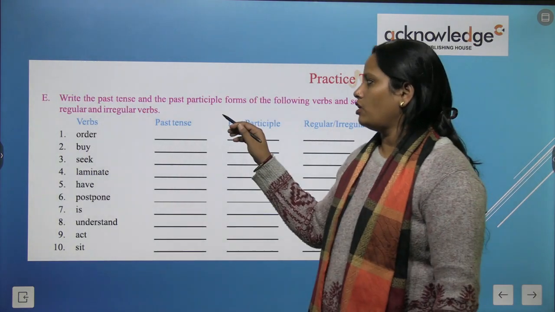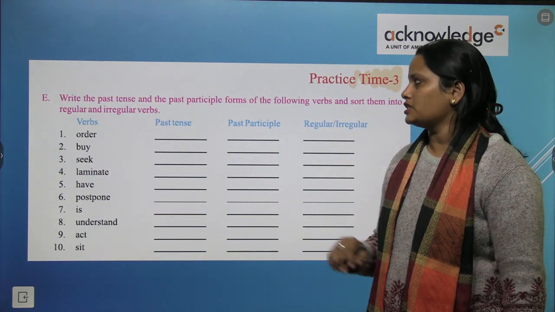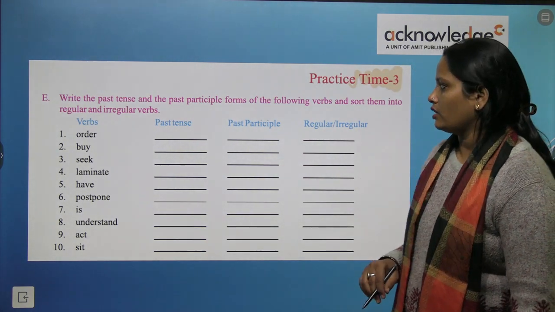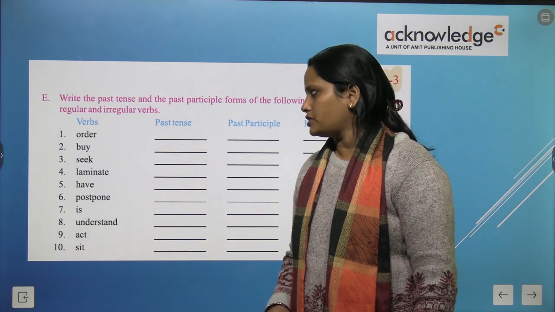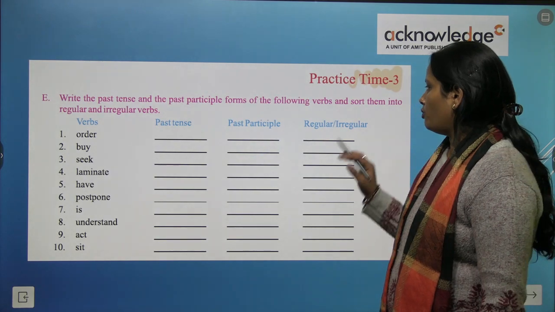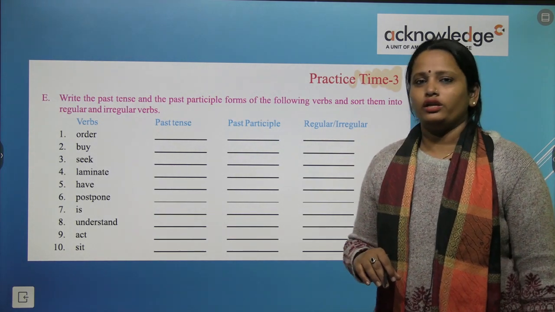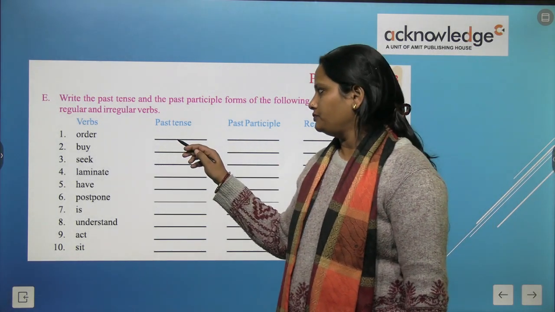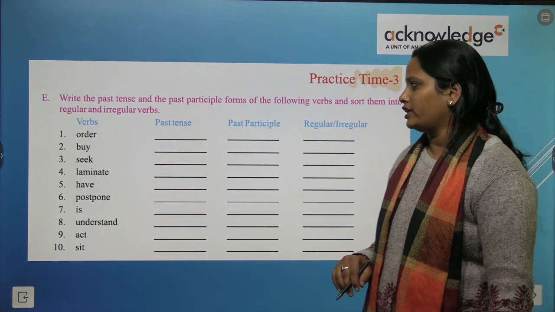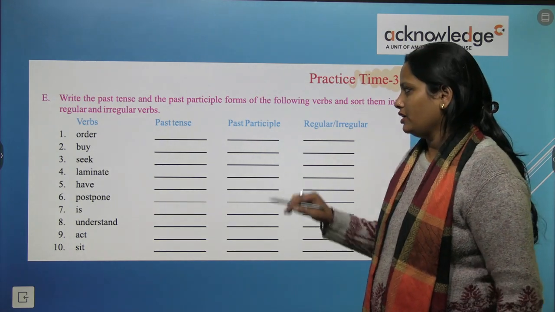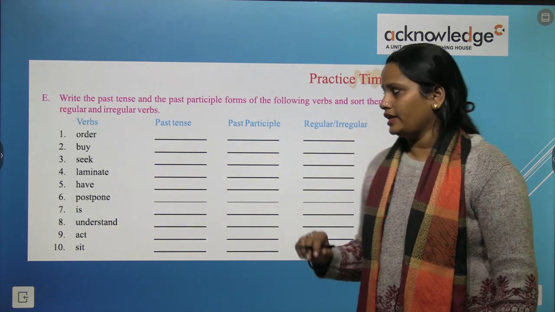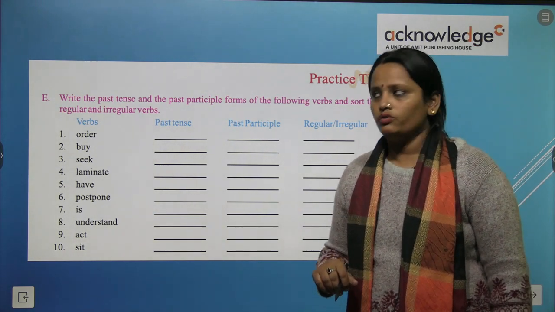Now write the past form, past tense and the past participle form of the following verbs and sort them into regular and irregular verbs. So here some verbs are given. We have to write the past tense, then past participle form and whether they are regular or irregular. So order, this is the verb, and the past form of order is ordered. ed लगाना हमें, order, ordered, ordered. So दोनों में हम ed लगा के लिख देंगे and it is the regular form.